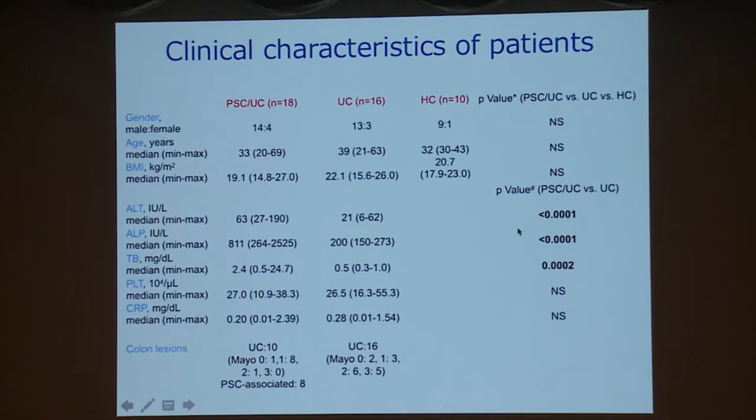In the current study, we used a collection of fecal samples from 18 PSC patients with comorbid UC, 16 classic UC patients without PSC, and 10 healthy controls. Obviously, serum hepatobiliary enzymes were higher in PSC. On the other hand, the disease activity in the colon tended to be higher in UC patients.